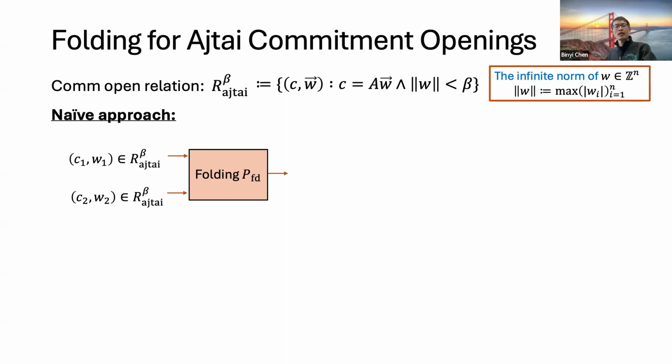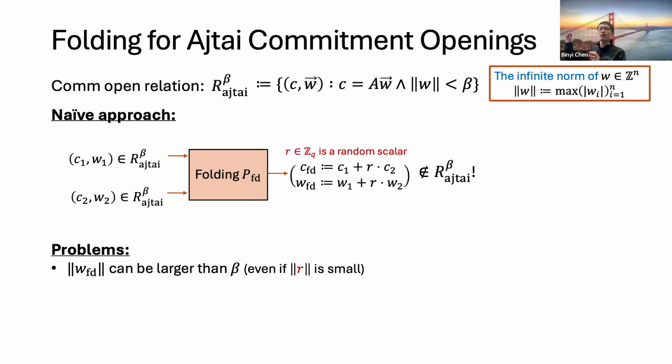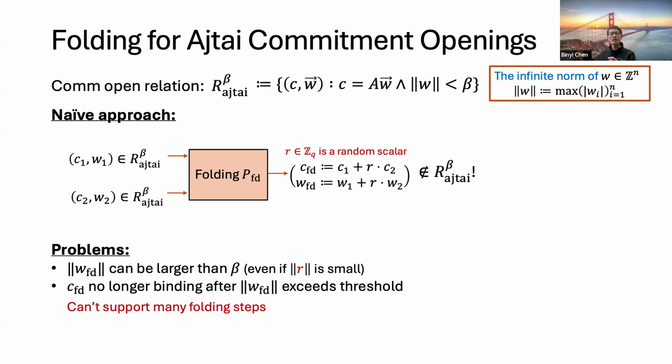How to do that? There's a very easy and naive way: whenever you want to do folding, you just take a random linear combination. However, in the lattice world, this is not going to work, because after the folding, the result will no longer be in this relation. The main reason is that the norm blows up. Even if r is just 1, and you are just doing addition, the norm can go from beta to 2 beta, right? And things can get worse if r is larger. This means that after a very small number of folding steps, the norm will blow up very quickly and suddenly exceed some threshold, so that the commitments are no longer binding. Actually, there are also some concrete attacks for that.